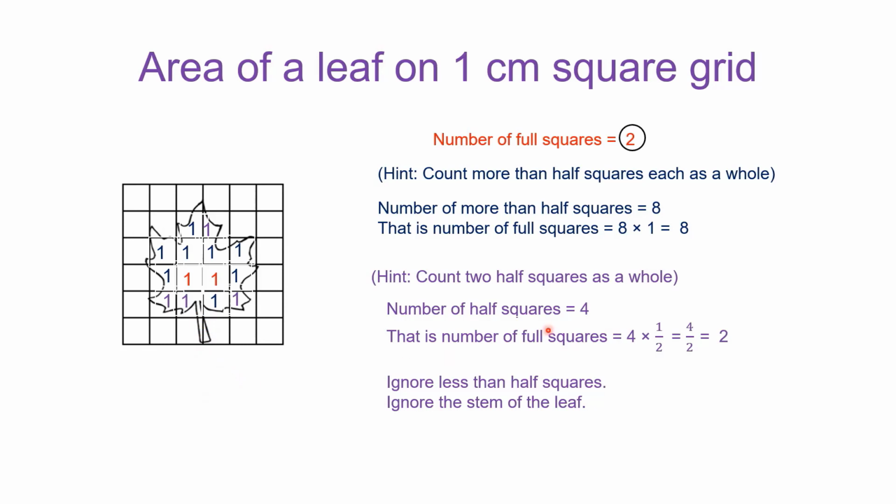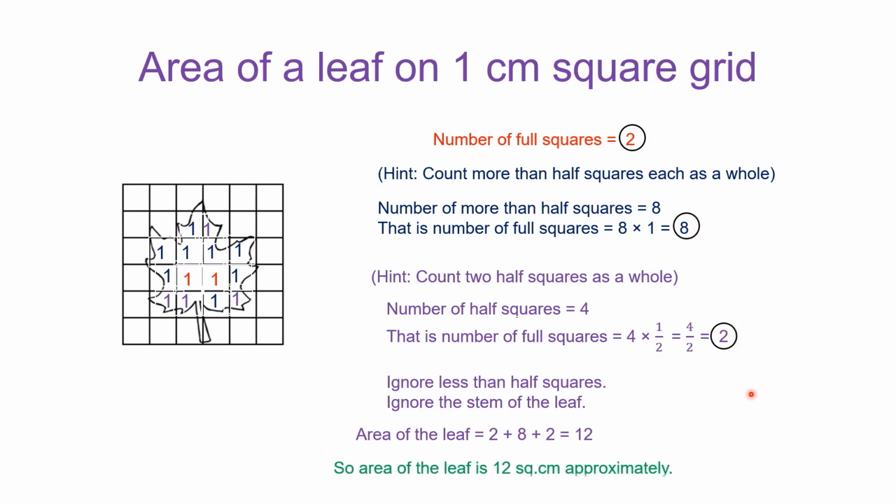Now let us add the number of full squares: 2, 8, 2. Area of the leaf equals 2 plus 8 plus 2, that is 12. So the area of the leaf is 12 square centimeters approximately. It is not the exact value. The area of the leaf is around 12 square centimeters.